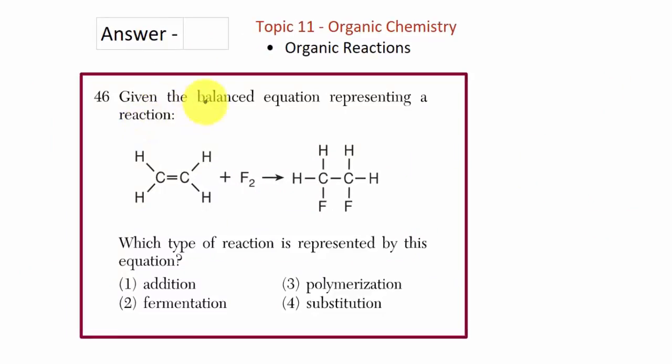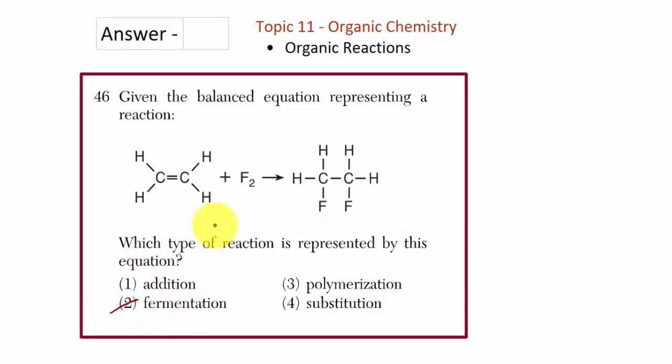Question 46. Given the balanced equation representing a reaction, here's an organic reaction where we're taking a 2-carbon molecule, we add fluorine to it. You can see the fluorine has attached itself to the structure and the double bond has been broken and there are no other products. So, which type of reaction is represented by this equation?